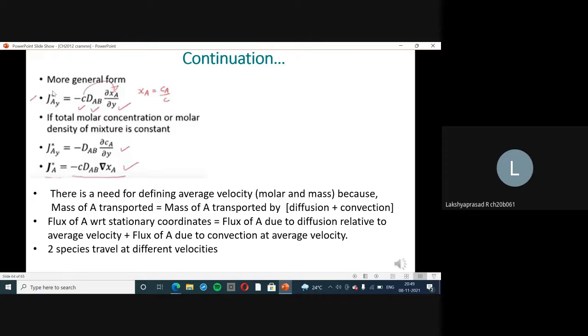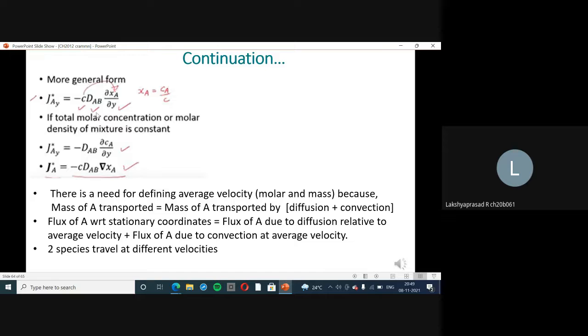Let us discuss the molecular species flux of species A in terms of molar units quickly, due to diffusion obviously. This is the more general form: capital J star AY, meaning the molar flux of species A due to diffusion in the y direction, is equal to minus C into DAB into dou by dou y of XA. XA is the mole fraction of A in the mixture. DAB we know is the diffusion coefficient, and C is the total molar concentration or molar density of the mixture.